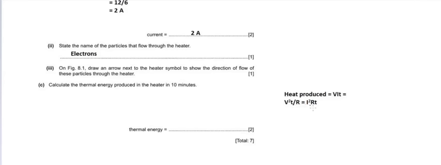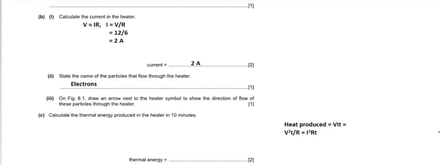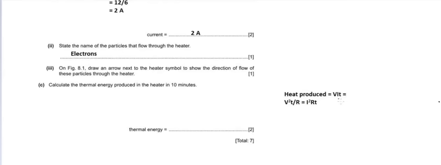R or I square R into T. So if you recollect, we use this formula, basically Ohm's law, V equal to IR, and if you put that V equal to IR in this equation, that is VIT, you can have these two formulas, that is V square T divided by R or I square RT. So any of these formulas you can use here to calculate the thermal energy or electrical energy.